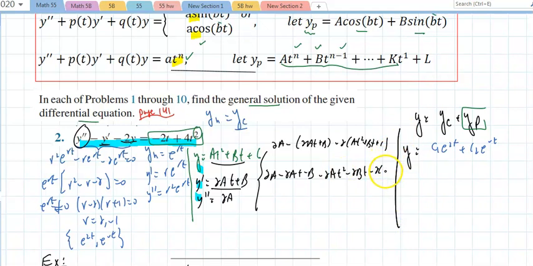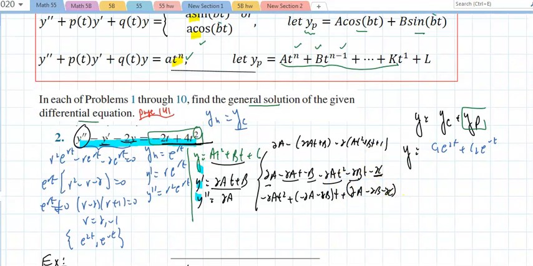And that right there will give me, if I look at the t squared, negative 2a t squared. If I look at the t, that should give me plus negative 2a minus 2b times t, plus the terms without a variable, that will be 2a minus 2b minus 2c. Now, that must equal this. It must satisfy the equation. That must equal negative 2t plus 4t squared.